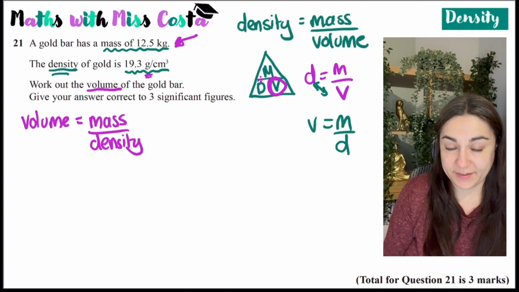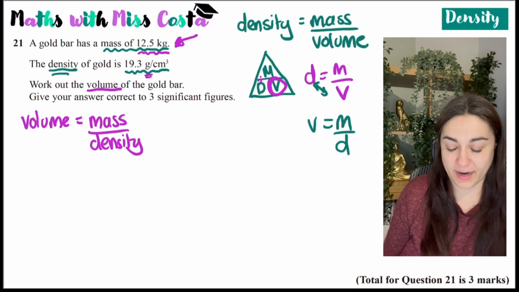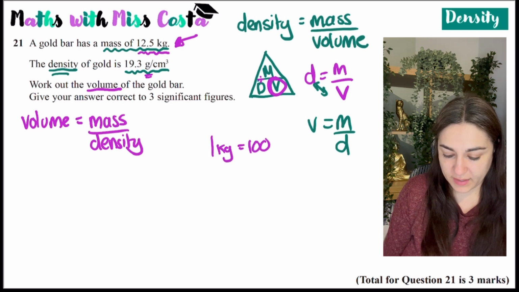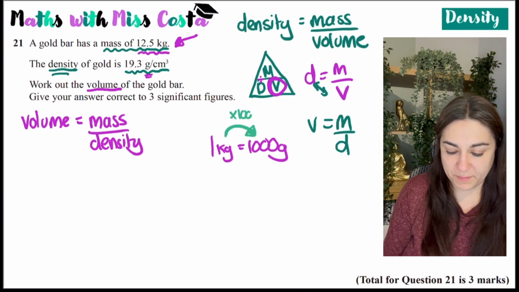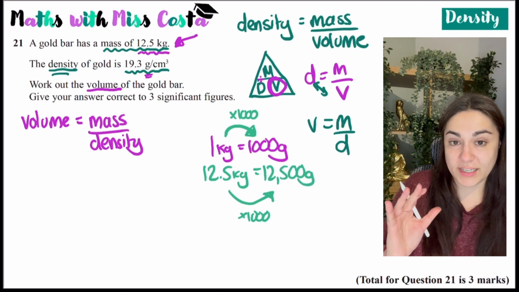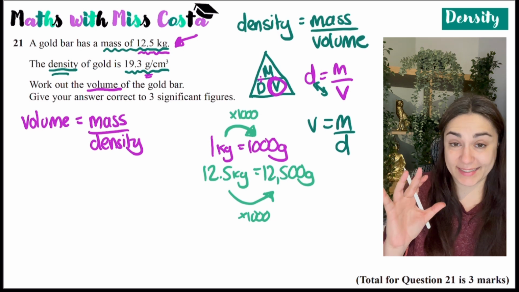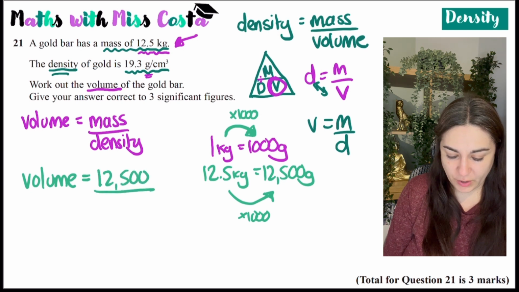Now, because the density is given in grams per centimetre cubed, I'm going to want to make sure that my mass is also in grams. So I know that 1 kilogram is 1,000 grams. So therefore, to turn kilograms to grams, I must multiply by 1,000. So if I have 12.5 kilograms, I'm going to need to multiply that by 1,000, and that's going to give me 12,500 grams. So now that my mass and my density are in the same units, I can substitute that into the formula. So I know that volume is mass, 12,500, over density, which is 19.3.